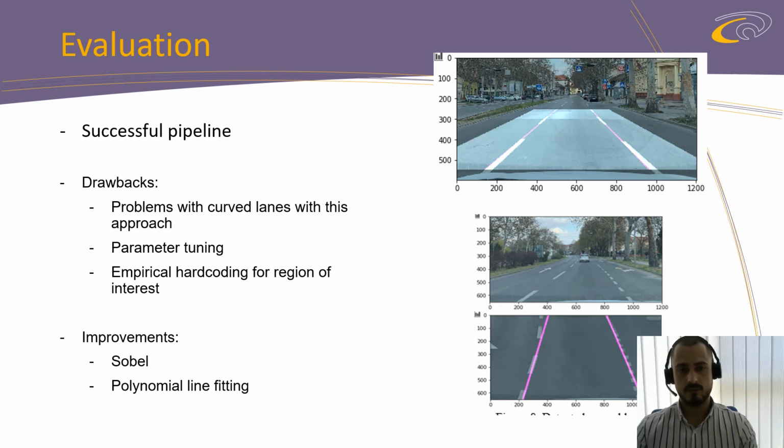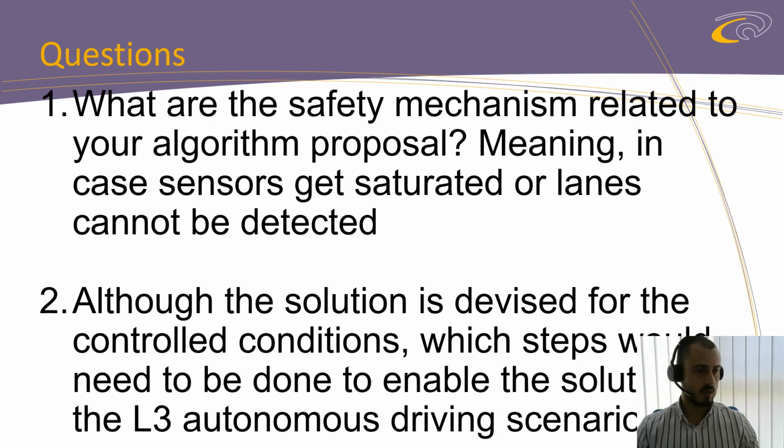Future improvements can be found in using Sobel operators with thresholding, using polynomial functions to fit a curved line, or drawing multiple smaller lines in a segmented transformed image. Furthermore, experimenting with other color spaces and even combinations of those to get more robust solutions represents one of the possible improvements. And finally, to answer the questions that I received.